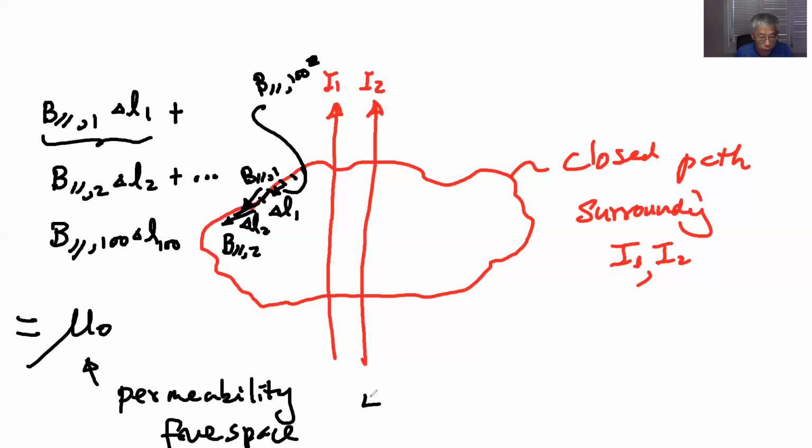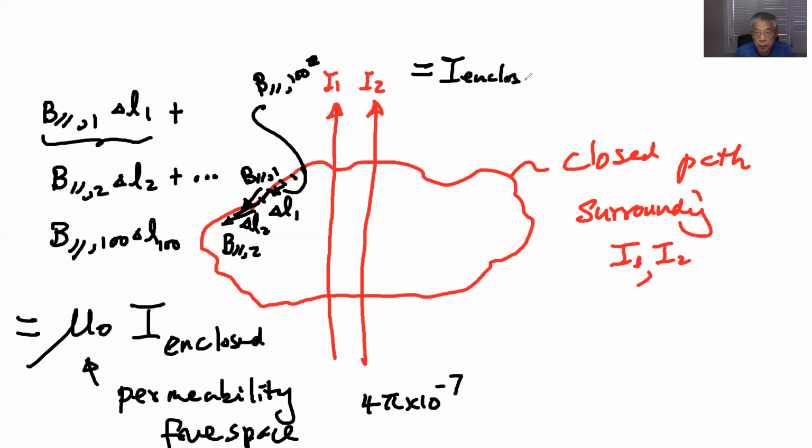Which is equal to, I think, 4 pi times 10 to the negative 7. And I forgot the unit, you can figure it out from before. So this is mu zero times the total current enclosed. In this case, I enclosed is equal to I1 plus I2, all right? So that is your Ampere's law.